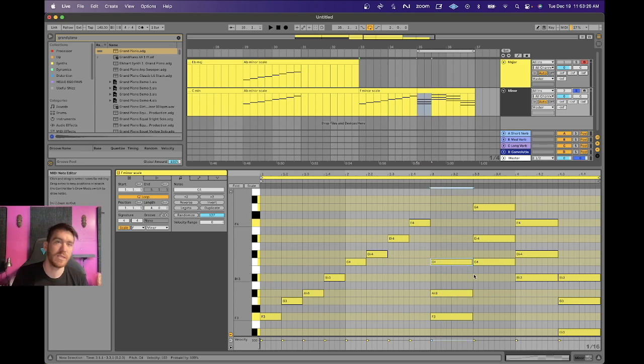So hopefully this was helpful. There's so much more to talk about when it comes to this, but generally, this is a good introduction into scales, major, minor scales, relative, parallel, and how you can use those to create chord progressions.